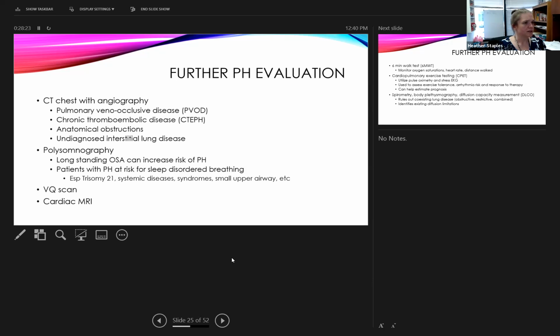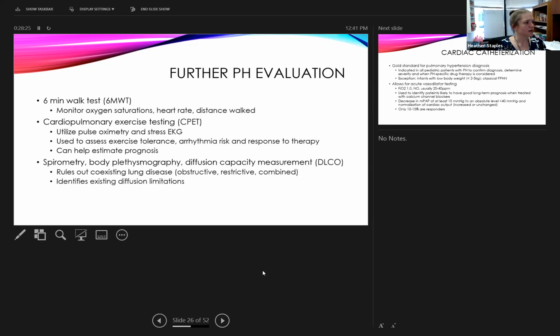For older kids, sorry, my slides aren't advancing. For older kids with pulmonary hypertension, it can be useful to follow a 6-minute walk test, which is essentially monitoring the distance that they can walk, what their heart rate is, and their oxygen saturations over that 6 minutes. And there are some standard values that you can compare to see where they fall in their functional status.